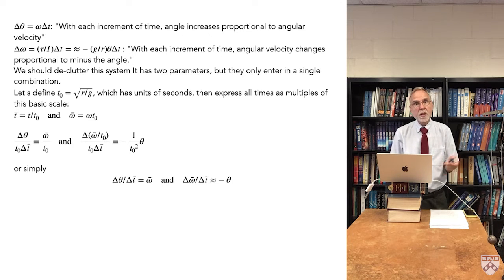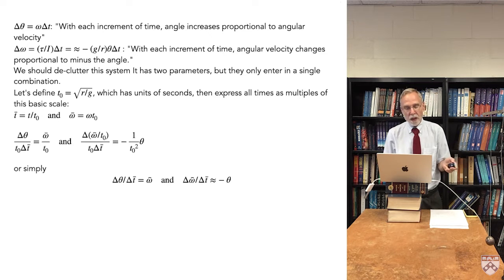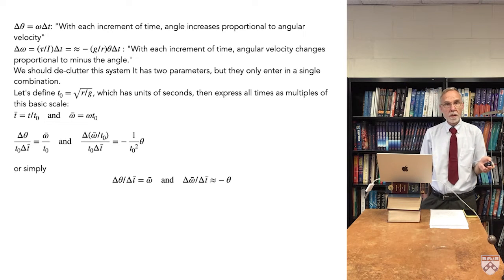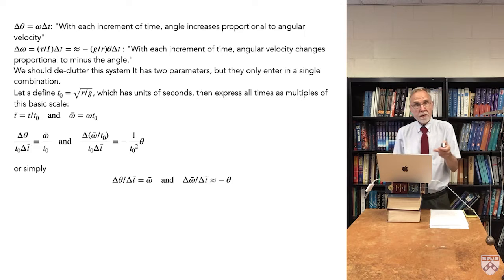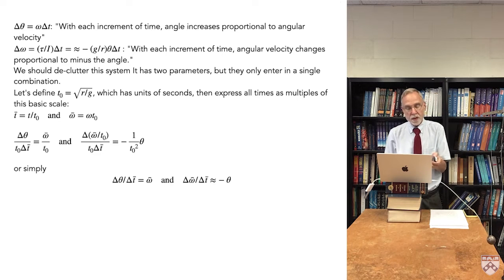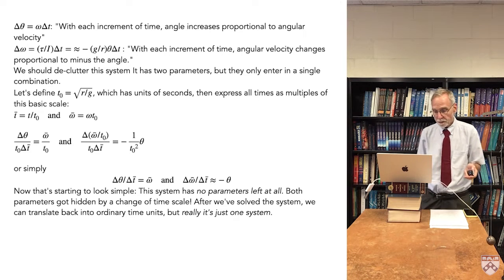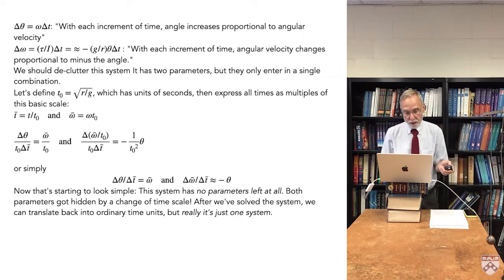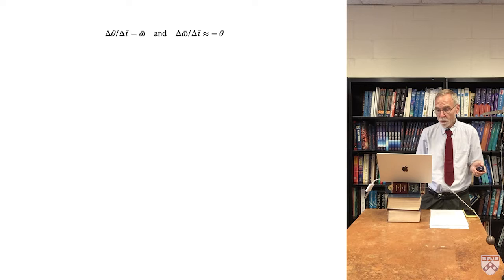The time rate of change of omega is minus theta. Okay, no parameters remain at all. At the end of the day, if I want to turn back into seconds, then I'll need to know the value of t0. But while I'm doing the heavy lifting of solving these equations, it's not there distracting me. Okay, the system has no parameters left at all. It's really just one set of differential equations.